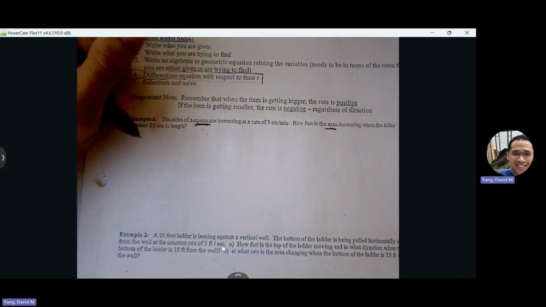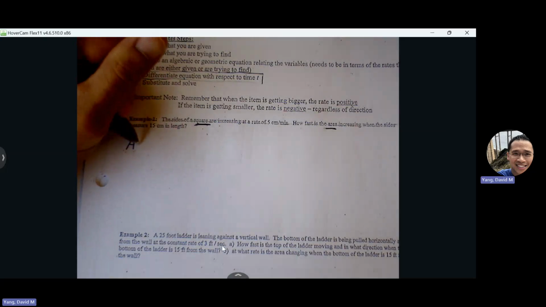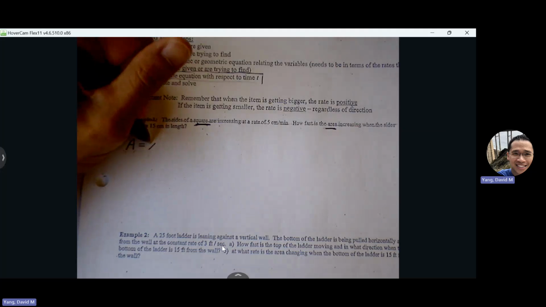So area of a square is length times height, but the length and height are the same. So I'm just going to build my area equation. A equals length times length, or x times x. I'm going to just say A equals x squared. If x represents the length of my square, then area is just x times x, or x squared.